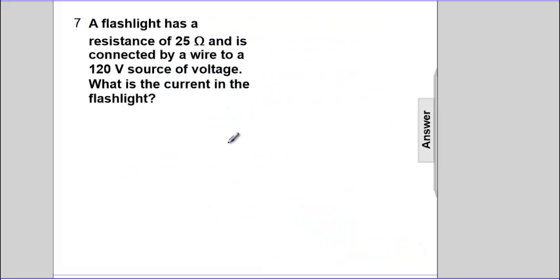So in this series of problems, we're going to use Ohm's law to solve problems. The first one, they're asking us to solve for the current in the flashlight. So if we apply a voltage to some wire and charge travels in a circular path and it goes through a light bulb that has 25 ohms of resistance, the question is, what will the current be? And by the way, light bulbs work because of resistance.